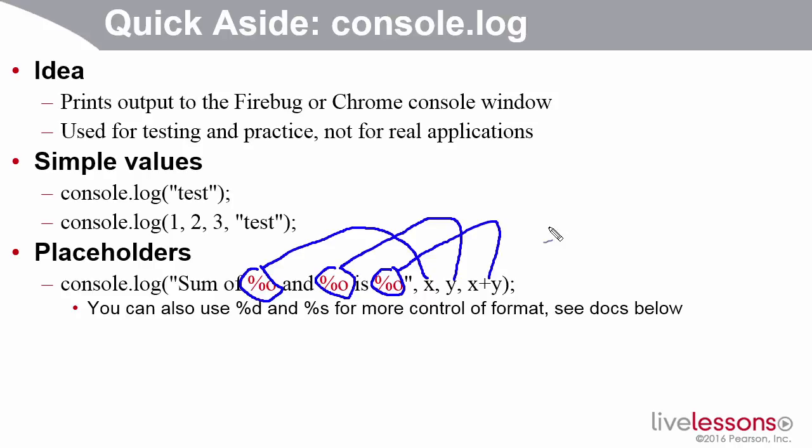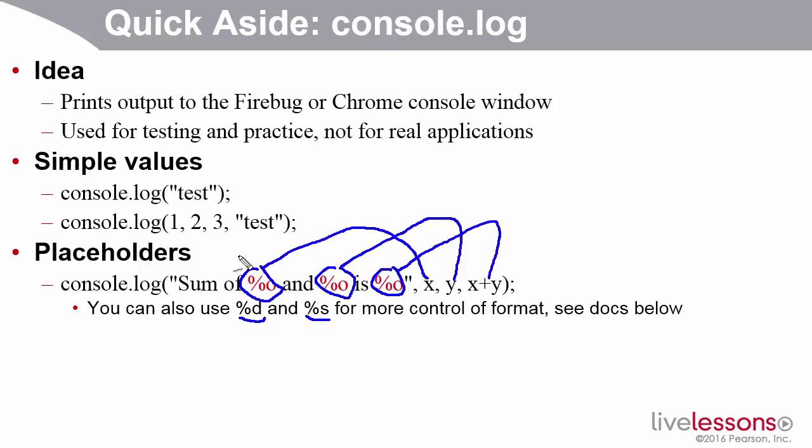So suppose that x is 1 and y is 2. The output will be sum of 1 and 2 is 3. There are some other things besides %o. %o is the most generally useful. %d is used for numbers, and you can get control over the decimal places. And %s is for things you want to output that you don't want to display objects. Later on, we'll also supply objects. And %o will show the actual values inside the objects. So in general, use %o unless you have a specific reason to do otherwise.